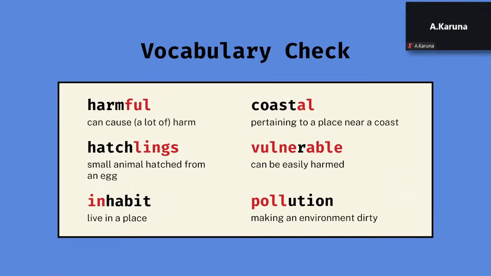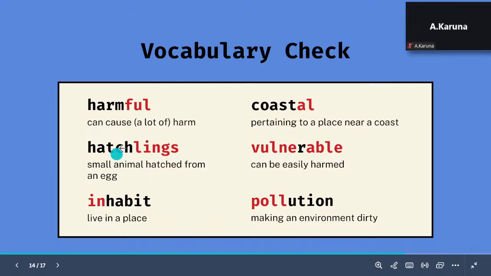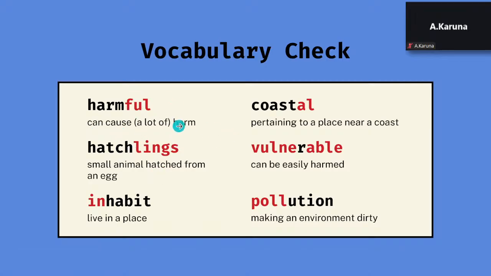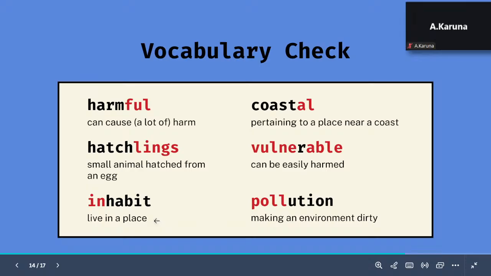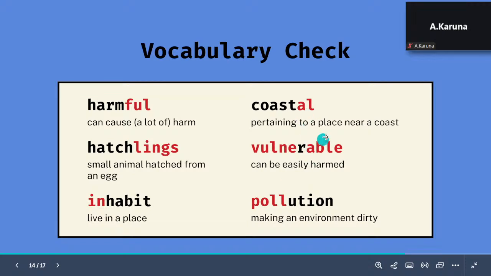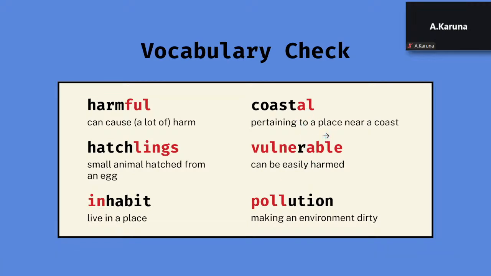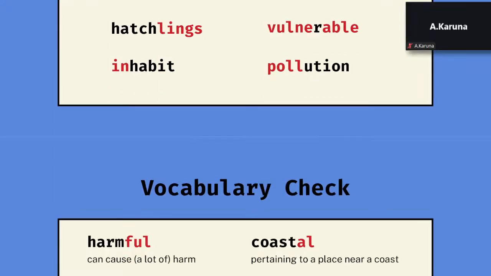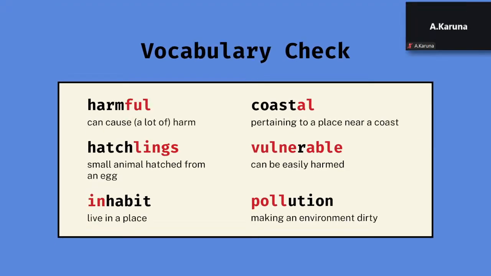Okay. Here's the vocabulary check. Harmful can cause a lot of harm, because full means a lot of. Hatchlings, a small animal hatched from eggs, because it hatched, and the -lings are small, so small animals. Inhabit means they live in a habit, because in means you're in it, right? So inhabit, live in a place. Here, coastal is pertaining to a place near a coast, because we said -al is pertaining. And vulnerable can be easily harmed. This has both a prefix and a suffix. Okay, and we already did pollution, making an environment dirty.